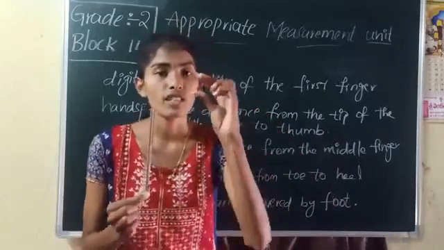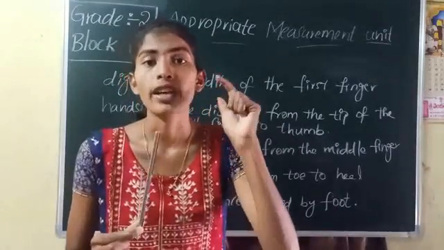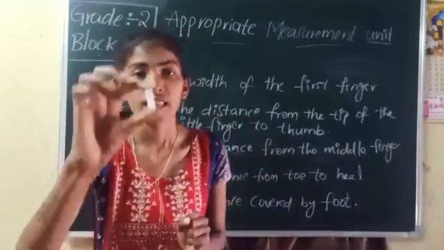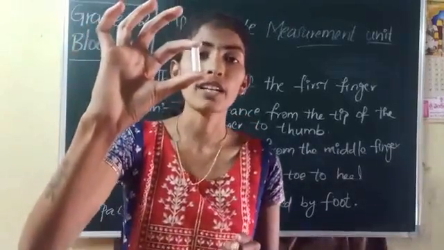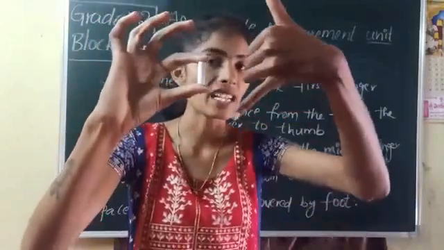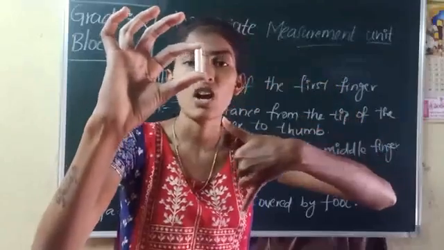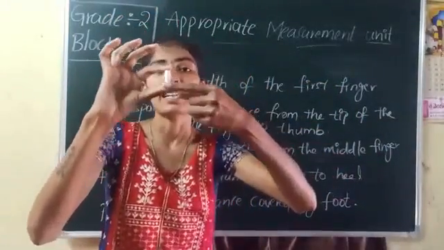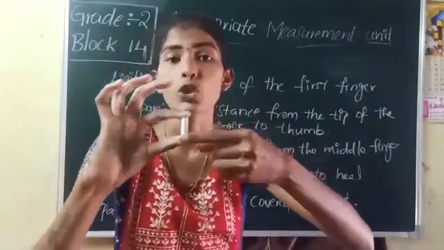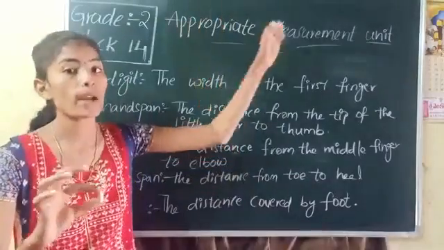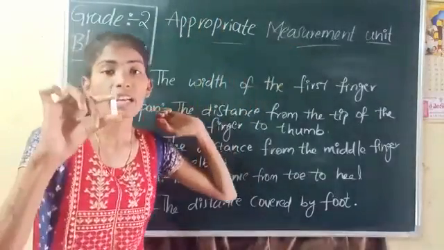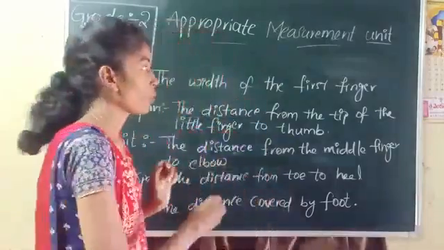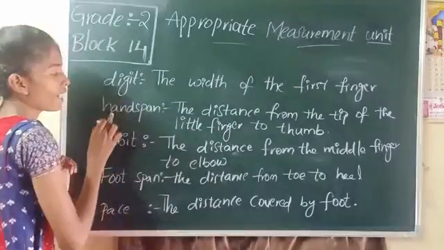If the thing is smaller, you can use your digit. If I ask you to measure this chalk piece, what can you use, children? Can you use hand span? No, this is not that long. So what can you use? You can use digit. So you have to choose the appropriate unit to measure according to the length of the given thing. So you can use cubit, digit and hand span.